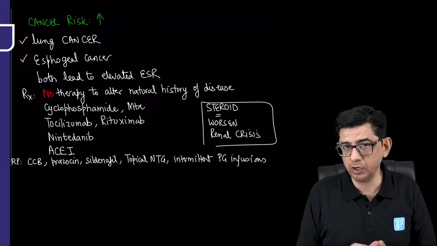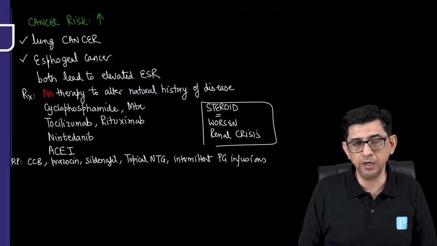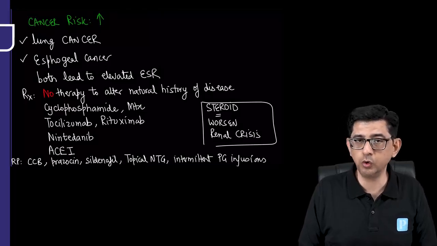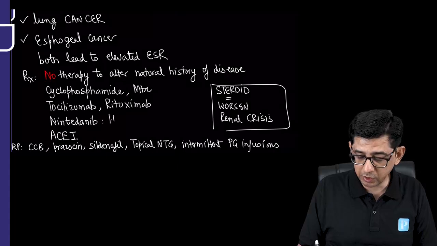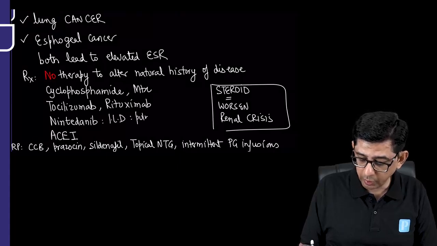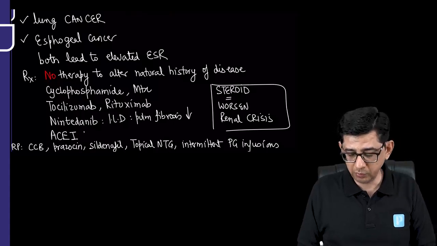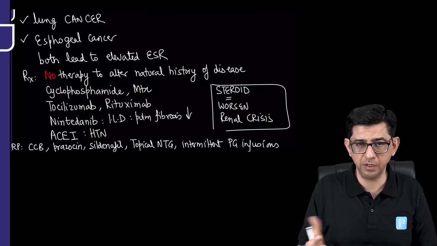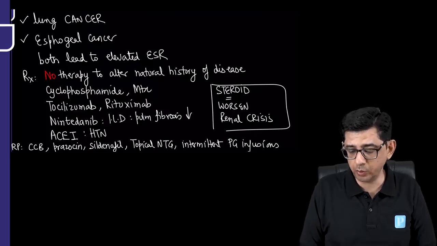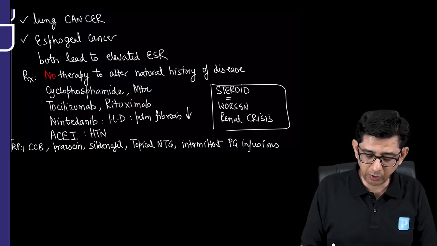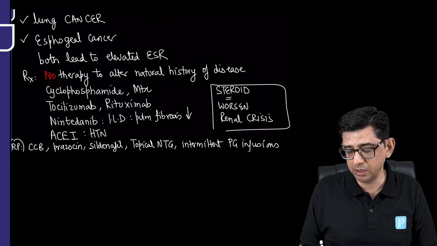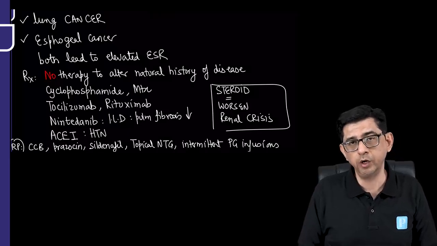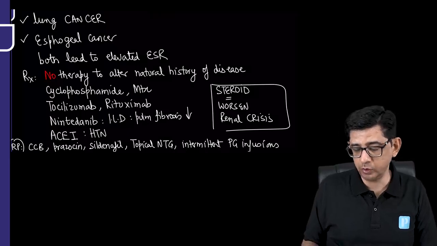Otherwise, drugs that can be used are cyclophosphamide, methotrexate, interleukin 6 antagonist tocilizumab that was used in COVID cytokine storm, rituximab. Then nintedanib. This is a drug that is used in interstitial lung disease. It is mainly to reduce the progression of the pulmonary fibrosis that is developing in this case. ACE inhibitors will be used to control the high blood pressure, and nowadays, scleroderma renal crisis, as we explained, would not be too much of a challenge. And for Raynaud's phenomenon, the drug that would be used is calcium channel blocker, which is the first answer. Other drugs that can be used are prazosin, sildenafil, then topical nitroglycerin, and even intermittent prostaglandin infusions for management of Raynaud's phenomenon.